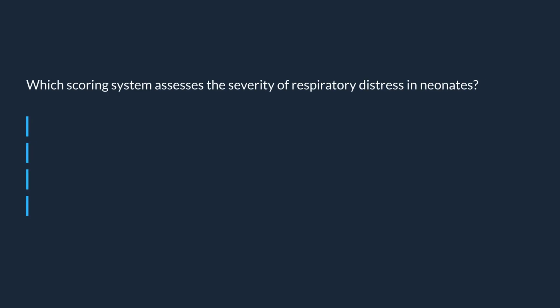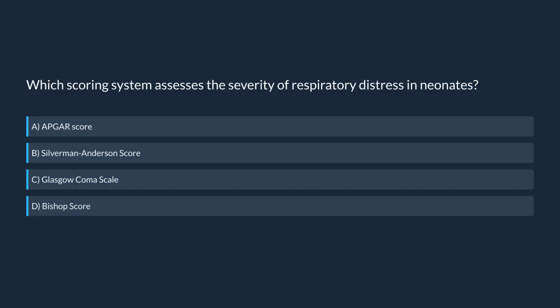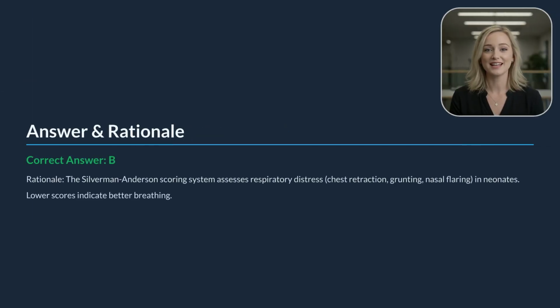Which scoring system assesses the severity of respiratory distress in neonates? A. APGAR score. B. Silverman-Anderson score. C. Glasgow Coma Scale. Or D. Bishop score. The correct answer is B. The Silverman-Anderson scoring system assesses respiratory distress in neonates using chest retraction, grunting, and nasal flaring. Lower scores indicate better breathing.